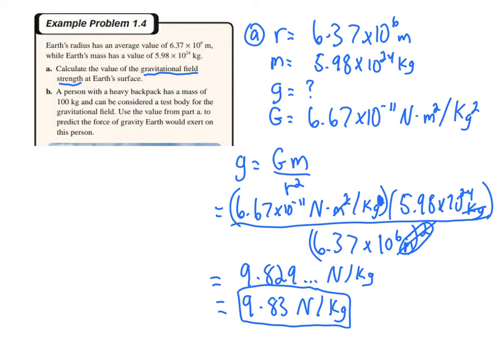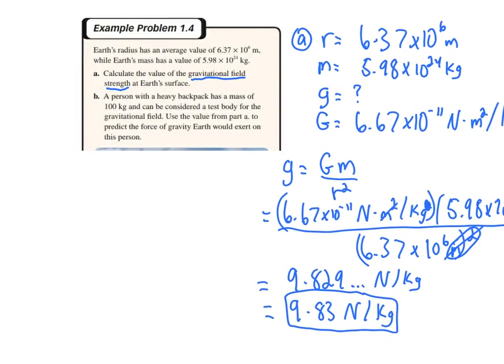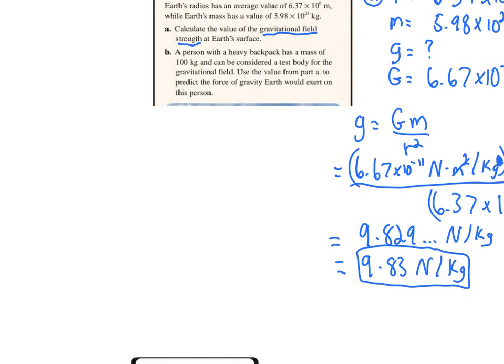Now for B, B is a little bit different. We have to use that number and then continue our calculation. So for B now, a person with a heavy backpack has a mass of 100 kilograms and can be considered a test body for the gravitational field. Use the value from part A to predict the force of gravity Earth would exert on this person.